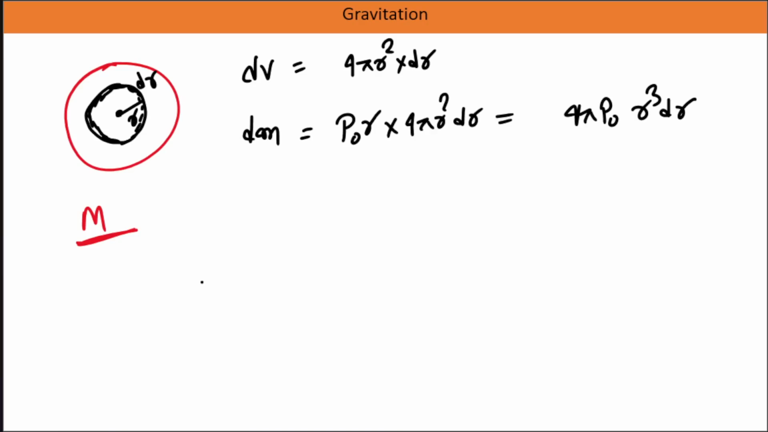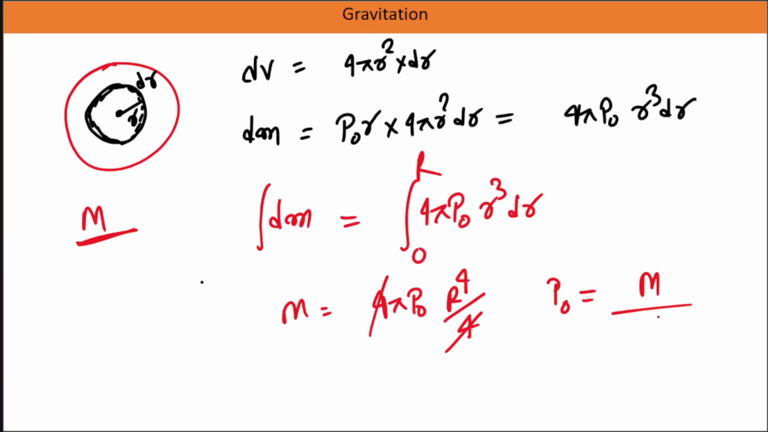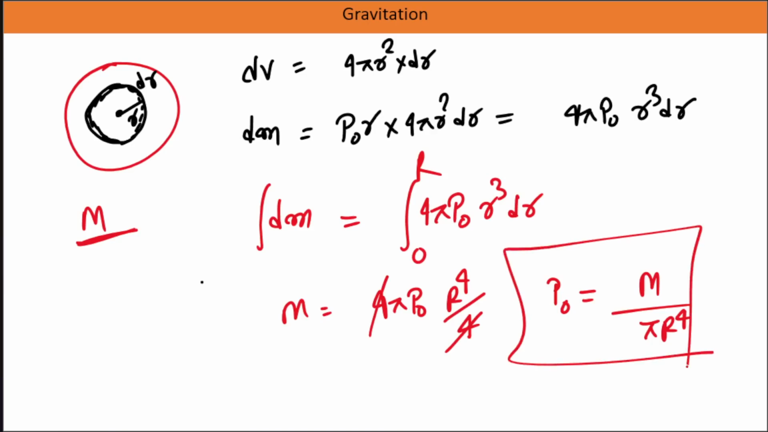And if we have to calculate the total mass, we need to integrate this. So you integrate it. If you integrate it, how much value are you going to get? r cube dr, limit will vary from 0 to R, right? So M is equal to 4 pi rho naught, take it outside, r cube dr, R4 by 4. So that will become R4 by 4. This will get cancelled, and rho naught is equal to how much? Rho naught is equal to M by pi R to the power 4. So this is the value of rho naught you are getting.